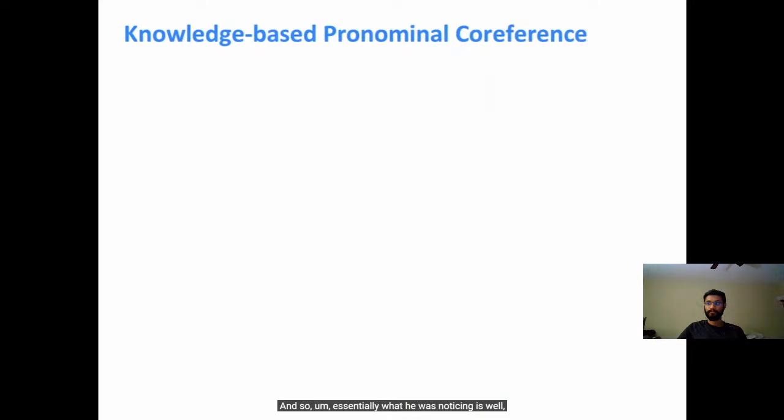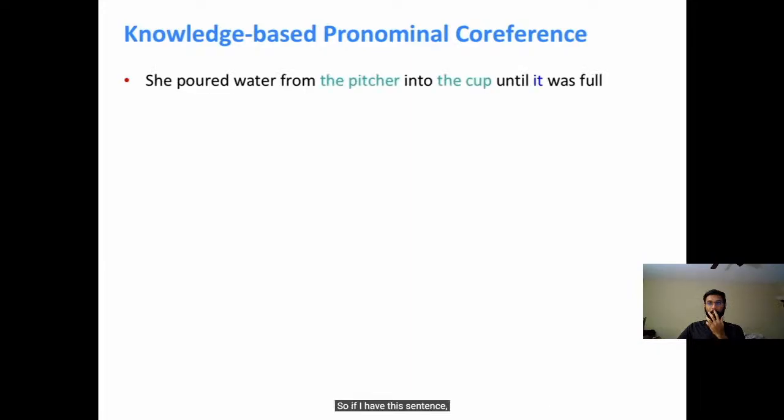Essentially what he was noticing is that these syntactic factors I was mentioning, prefer subjects, prefer close by, etc., are all useful predictors, but there are lots of cases where they don't give the right answer, and to know what's really the coreferent thing, you have to actually understand what's being described in the world. So if I have this sentence, she poured water from the pitcher into the cup until it was full, what is it coreferent with? Cup. A cup. Thank you.